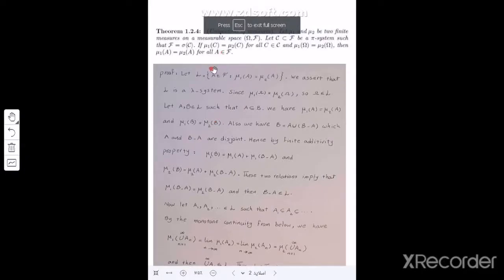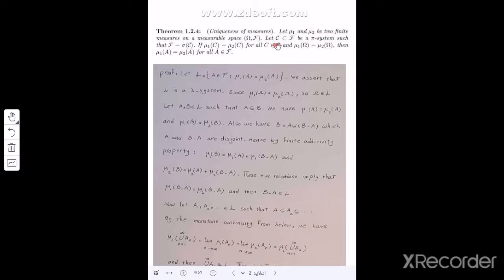This theorem is called uniqueness of measures. Let mu1 and mu2 be two finite measures on the measurable space omega and F. What is a finite measure on omega? It means that mu1 of omega is less than infinity, and also mu2 of omega is less than infinity. Yes, I told you the definition of finite measure in the previous session.